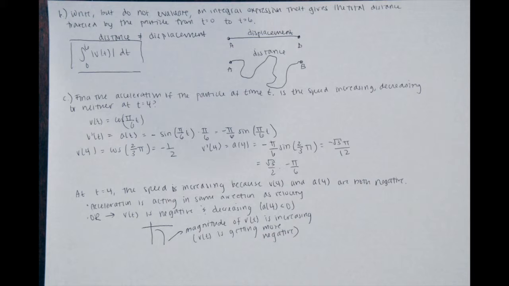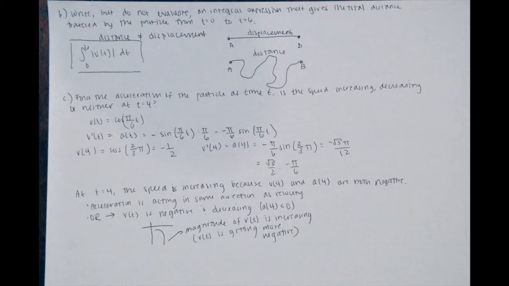So now that we know that velocity and acceleration both have the same sign, we can figure out whether the speed is increasing, decreasing, or neither. To do this, we just need to think about it conceptually. Because velocity is negative, that means it's going in a negative direction. Because acceleration is negative, this means acceleration is also going in a negative direction. Because both have the same sign, this means that the acceleration is making the velocity greater in magnitude.